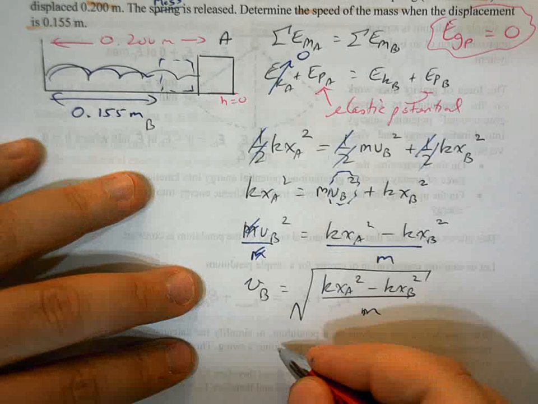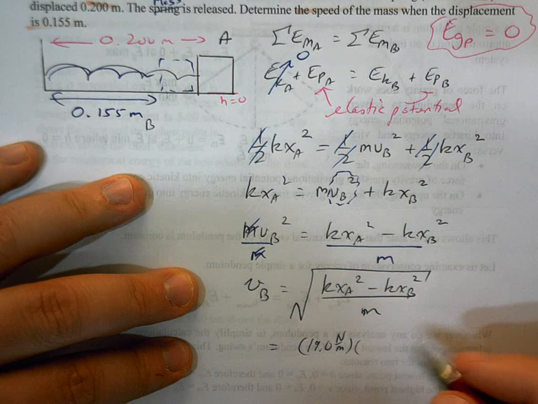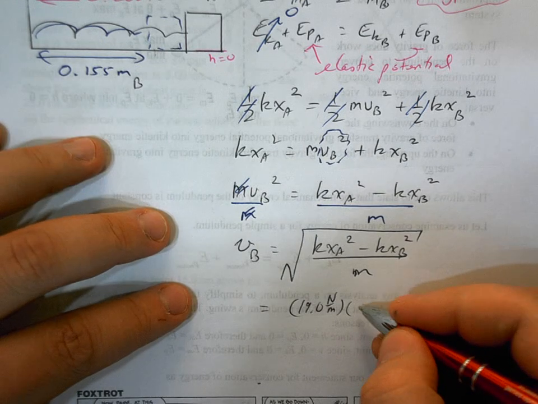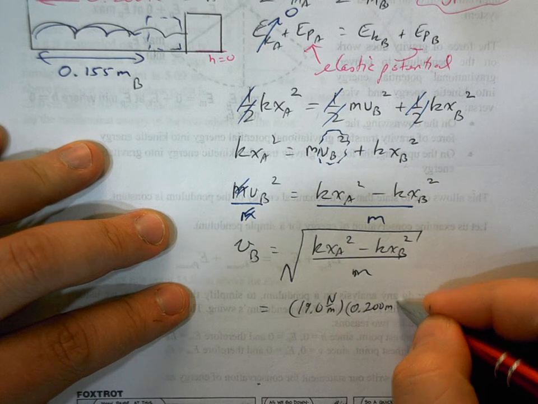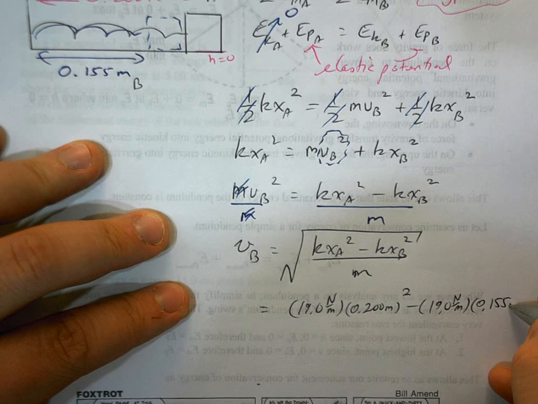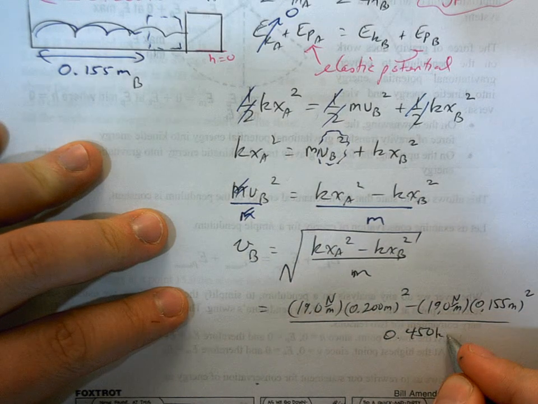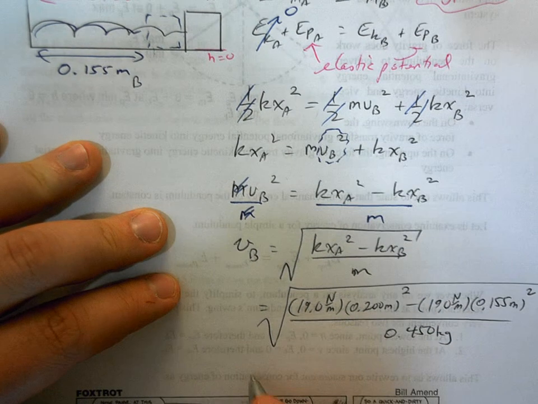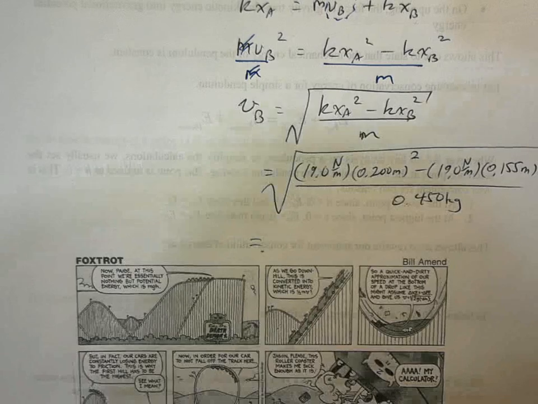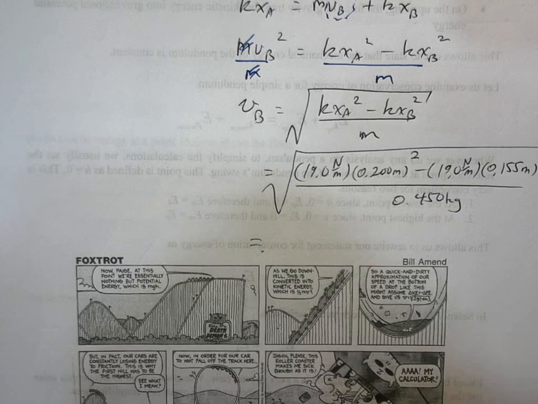So let's plug in what we know. So we have a spring constant of 19 newtons per meter. We have that stretching at position A. We have a stretch of 0.200 meters. Don't forget your square. And then we have that 19 newtons per meter again. This time a stretching of 0.155 meters. Once again, don't forget the square. And then the last thing, we have this mass of 0.450 kilograms. So a lot of work going into this to set this up. But take it slow and steady. Don't rush these problems. There's no incentive for you to rush. Take it slow, steady, methodical, all those buzzwords that I can throw in there.